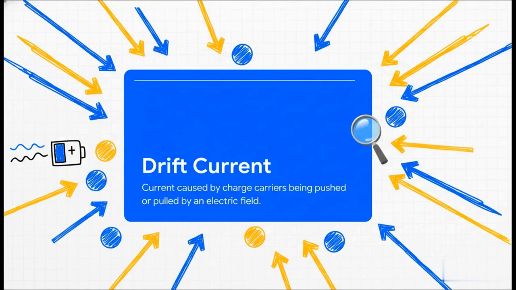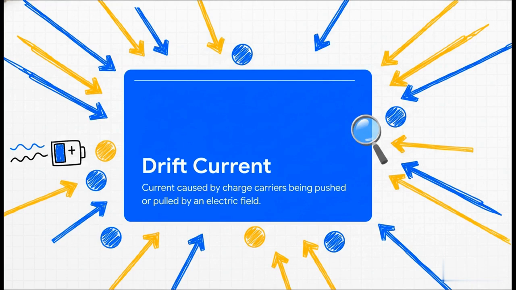And then there's the other guy, drift current. Now this is the one we're all familiar with. This is your classic electricity 101. You apply a voltage that creates an electric field, and that field physically pushes or pulls the electrons in a certain direction.